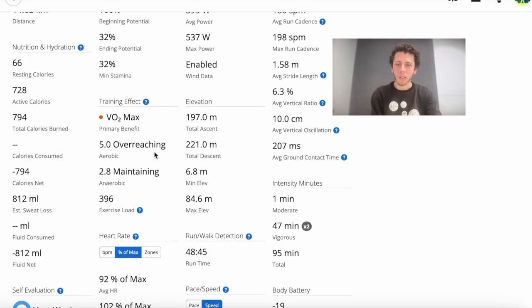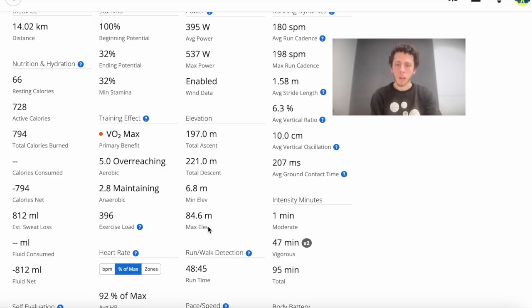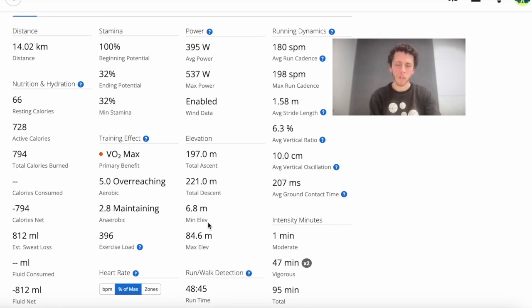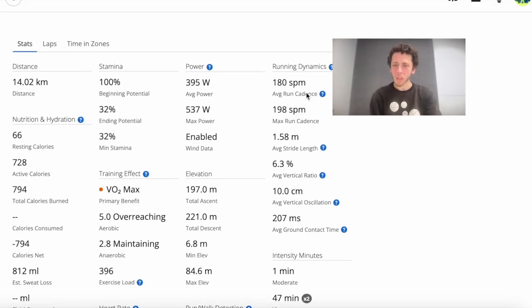I mentioned that the elevation for this course was very, very high, and it had a lot of hills. So we had 197 meters of ascent and 221 meters of descent. So there was a lot of climb with a maximum elevation of 84.6 meters. So a lot of climbing, a lot of hills, which made it even more difficult to try to hit the target pace. So very, very hard. We went through a lot of the specific running dynamics in my last analysis video where I went in depth for each one of these.